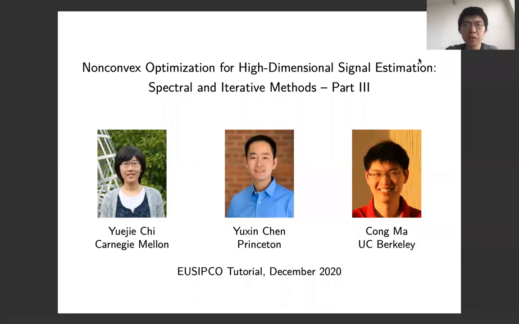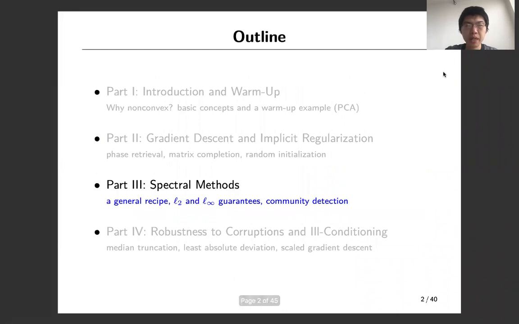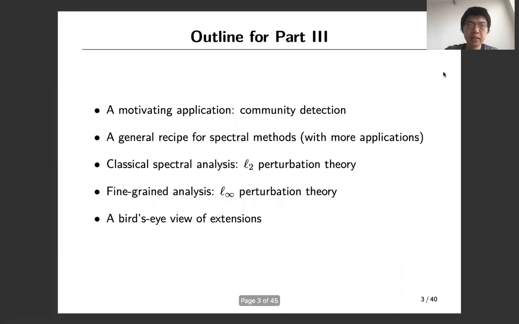Hello everyone, welcome to the third part of the tutorial on nonconvex optimization. Today I'm going to talk about spectral method, and this is an outline for this part of the tutorial.